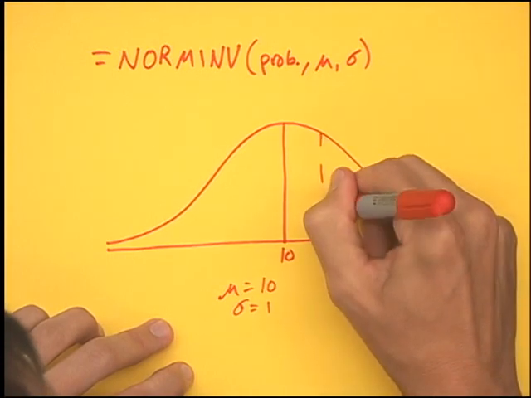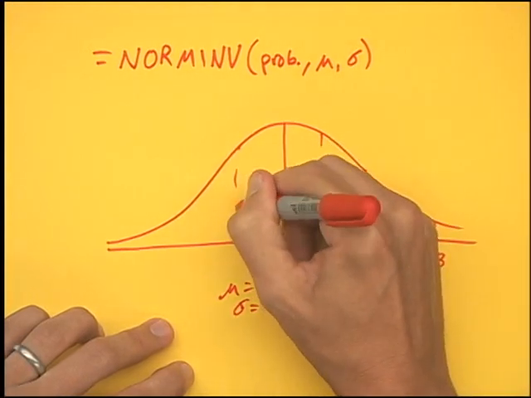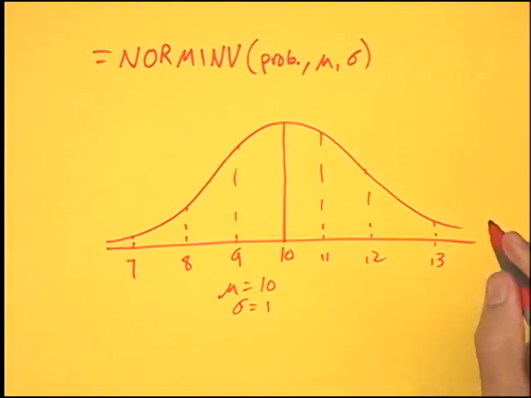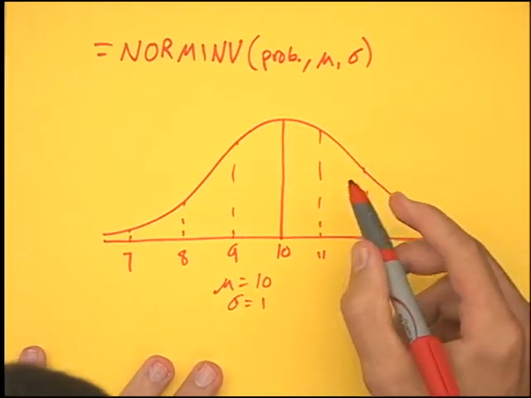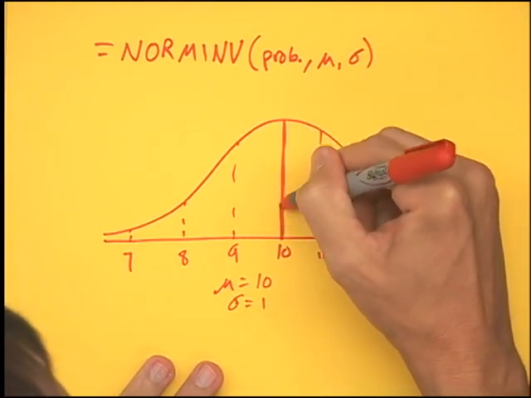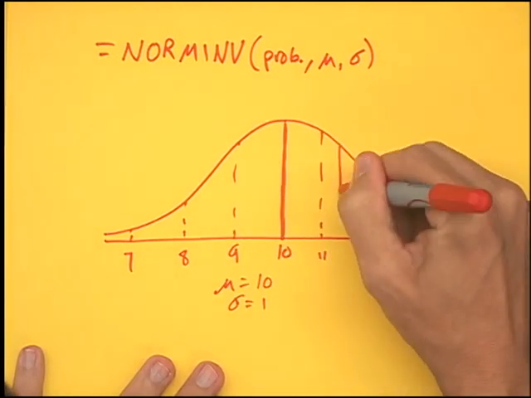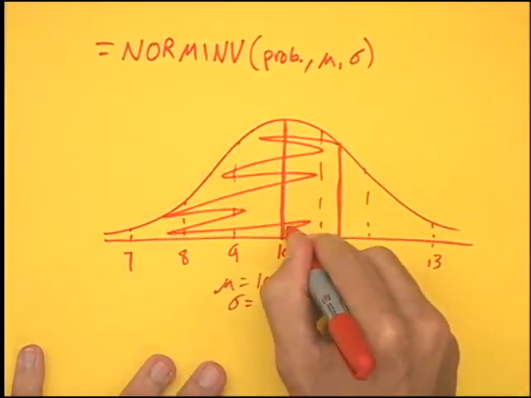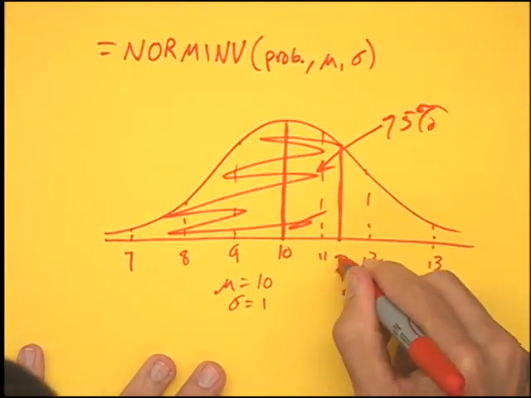So I draw my normal curve, 10, 11, 12, 13, 9, 8, 7. Okay, now I'm trying to figure out the point at which I've got a 75% chance of being less than that point. So I don't know exactly where it is, right? I know it's over here. I know that if I choose the point 10, I've got a 50% chance of being less than that point. So I want to slide over here until I find some mystery number that gives me a 75% probability to the left. So I know the probability that I want. I just don't know what this number is.